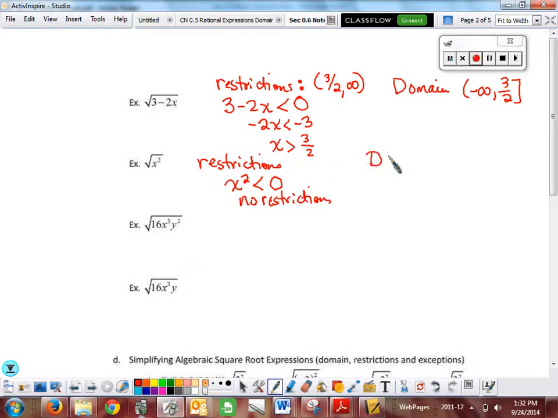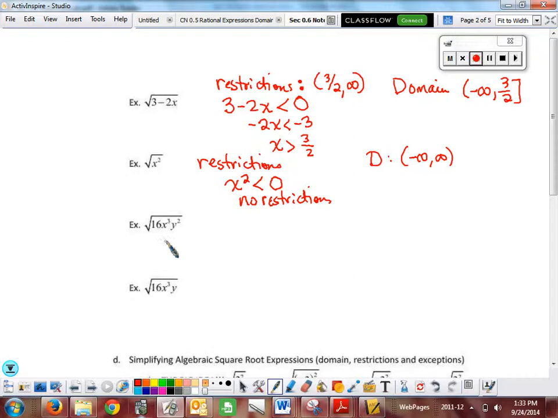What does that tell me about my domain? All real numbers. I didn't subtract anything out. There weren't any restrictions in that case. Just because you have a radical doesn't mean you have restrictions. You're looking to see whether the radicand itself is positive or negative. All right, now let's up the ante a little bit.